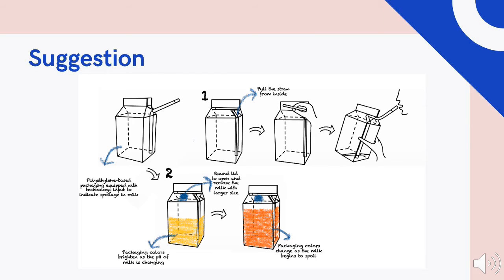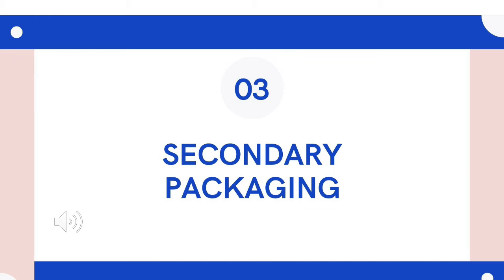Additionally, the packaging will be equipped with some technological input, which is heat sensing codes to indicate spoilage in the milk. So the milk will change to brighter or darker colors when the pH of the milk is changing. It's time for secondary packaging, which is also very essential among those three types of packaging.